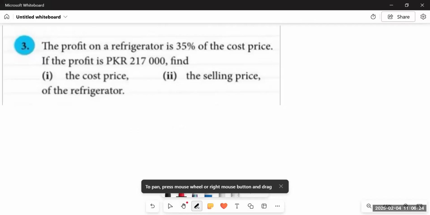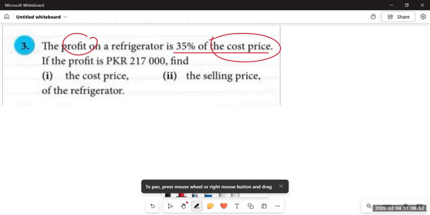Let's do question number 3. In this question, profit and profit percentage of the cost price are given. How? The profit on a refrigerator is 35% of the cost price. This percentage is given. What percentage? The profit percentage of the cost price is given, right? So we can use this formula. And after this statement, the profit is also given. If the profit is PKR 217,000, we have to find out the cost price and the selling price.